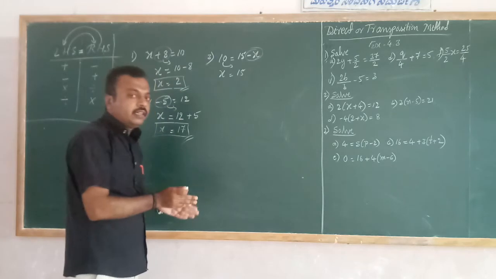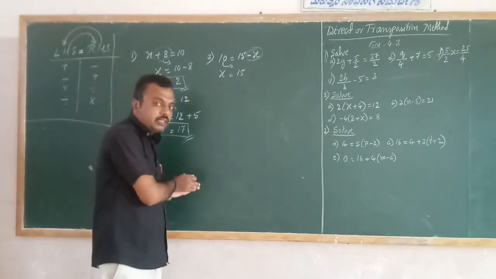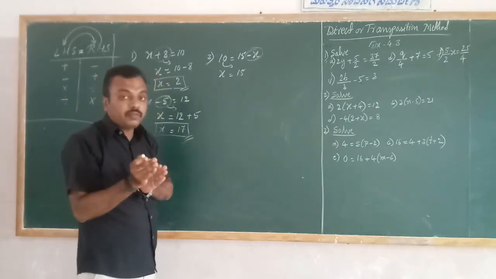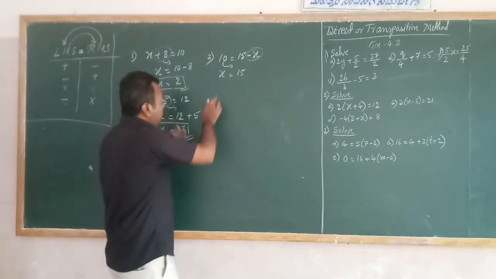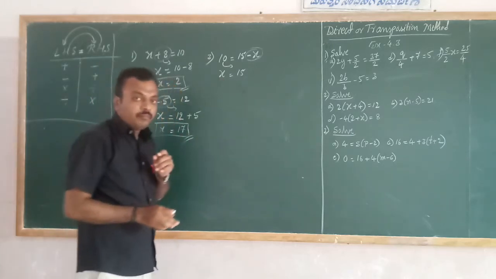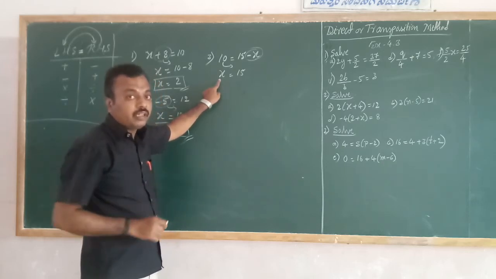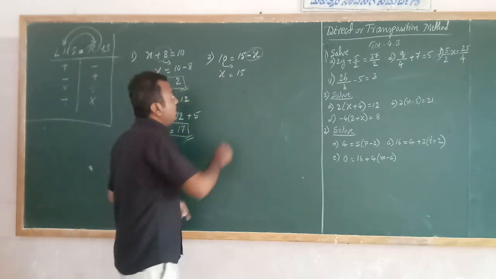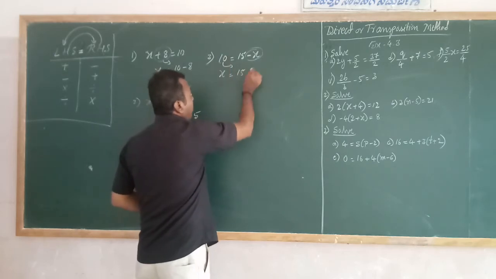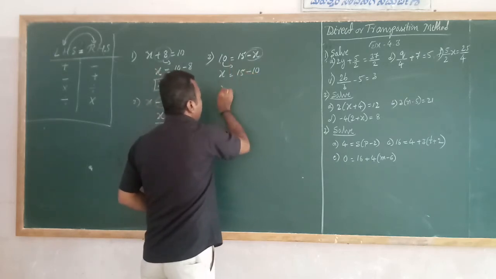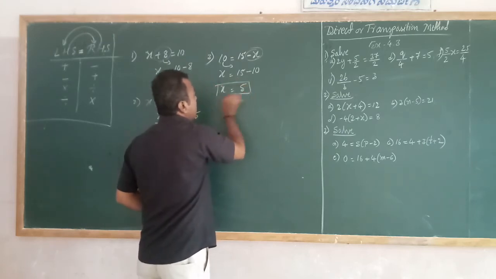I want to write the variable terms on one side, and on the other side we have to write the numerical terms. Variable terms you have to write on the LHS side. Always it is better to write them on the LHS side. Understood? Then 15 has to be written here only. 10 when it comes over is minus 10. Therefore x is equal to 15 minus 10, which becomes 5. Therefore the x value is 5.